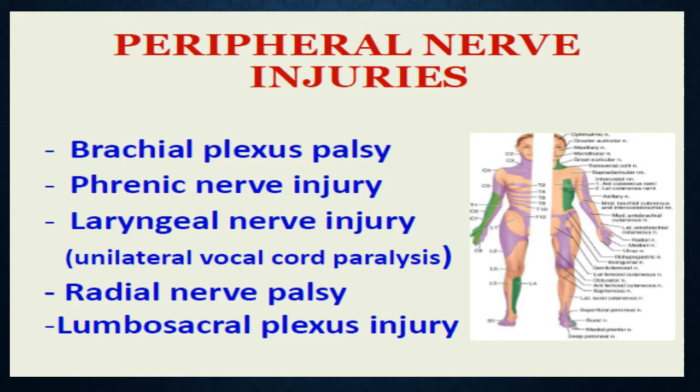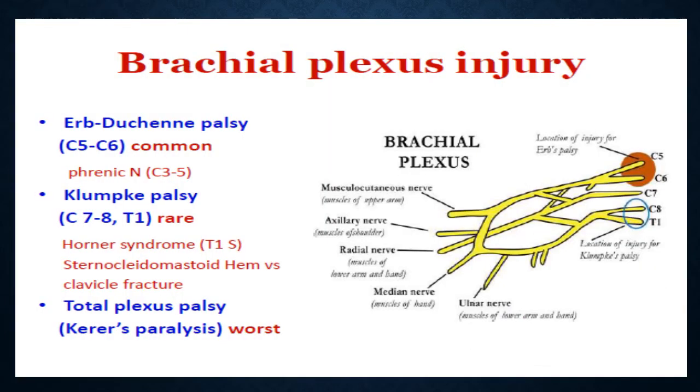Talking about peripheral nerve injuries. This is a very important entity from the point of view of obstetrics, specifically the brachial plexus palsy, phrenic nerve injury, and also, less importantly, laryngeal nerve injury, radial nerve palsy, lumbosacral plexus injury. The most frequent type seen in obstetric birth injuries is the brachial plexus injuries. You have to know the subtypes of the brachial plexus injury because it's the most important and the most common type seen in the peripheral nerve injuries during birth.